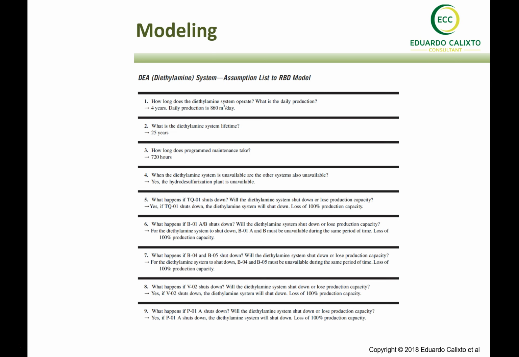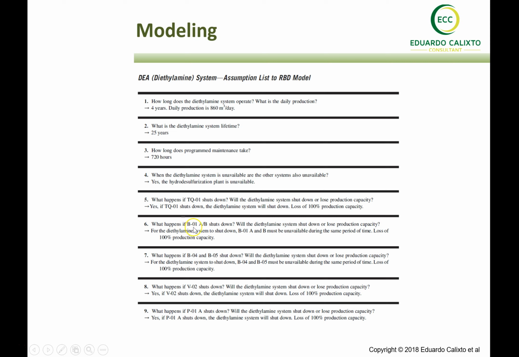So how long does it take? That's very important information you put in your model. Then you start the discussion about specific equipment. In question 5, we're talking about tank 01. What happens if tank 01 shuts down? Will the system shut down or lose production capacity? If we have two tanks, we can lose production capacity, but we have a real shutdown if we have only one tank, or even how long it takes to recover this production.